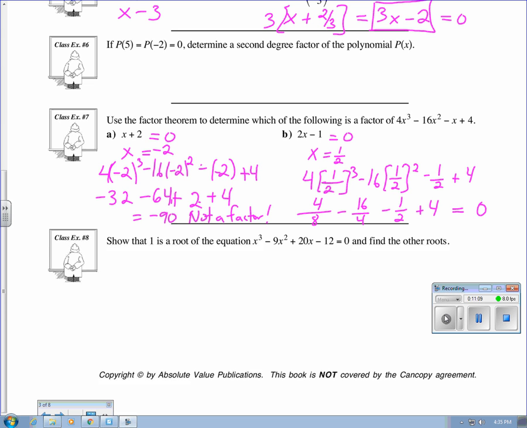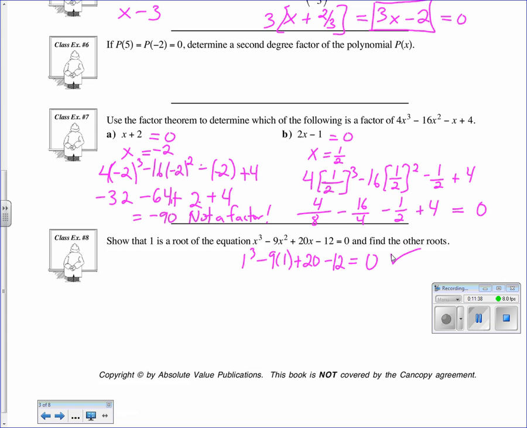Now, what's the big deal of working with the factor and remainder theorem? I can find a factor and then proceed with synthetic division or division to find the rest of the factors. So that's what we're going to do here. Show that x equals 1 is a root of the equation, and then find the other roots. So first I have to use the factor theorem, and then I'm going to synthetically divide. So that's a true statement, and now I have to synthetically divide 1 as my root into the original dividend.